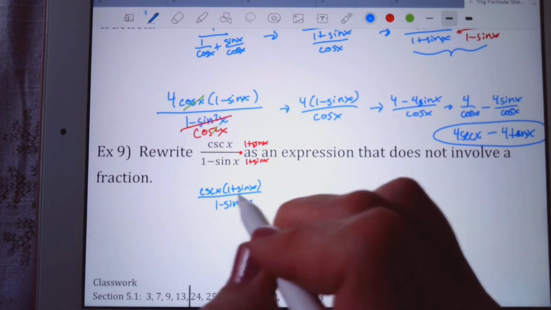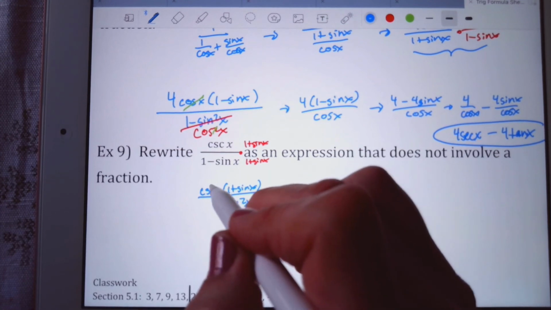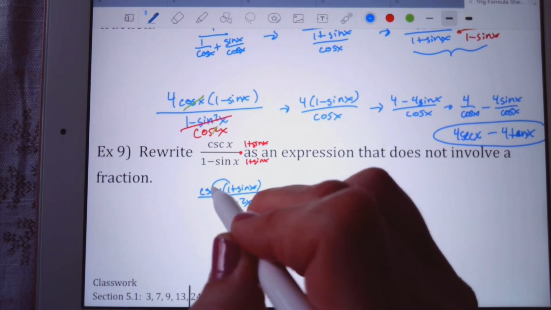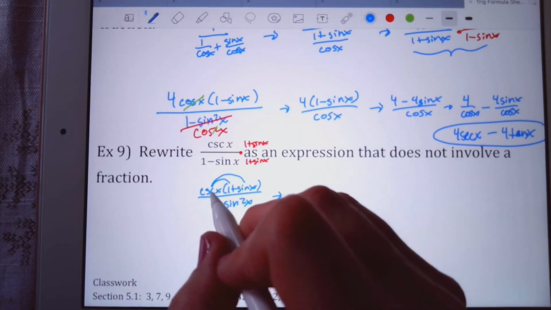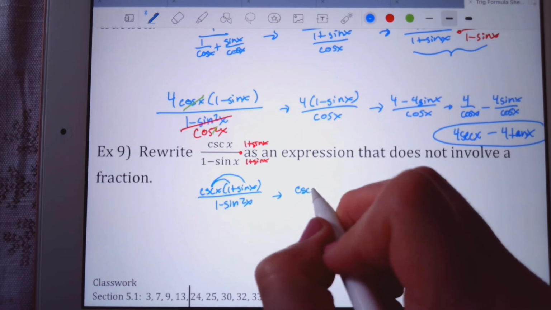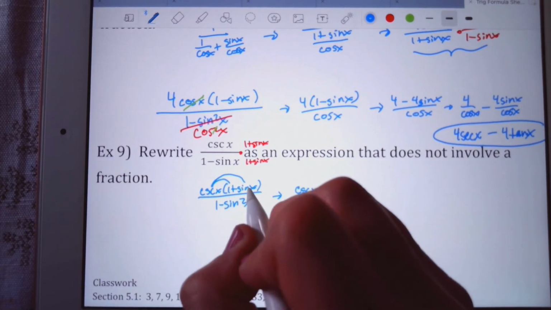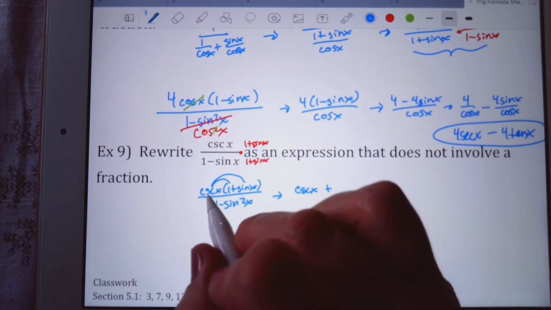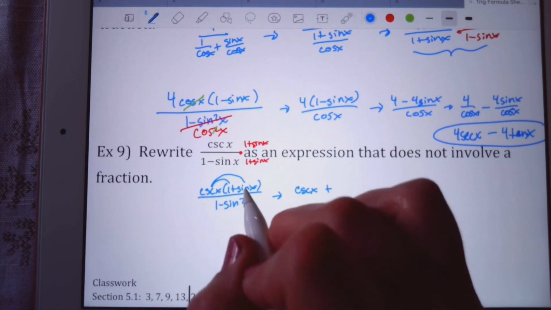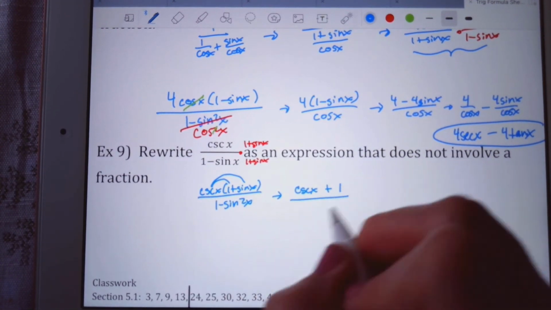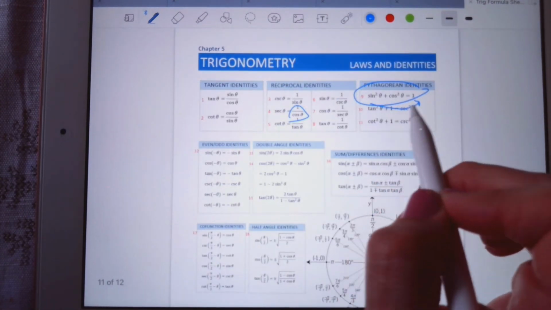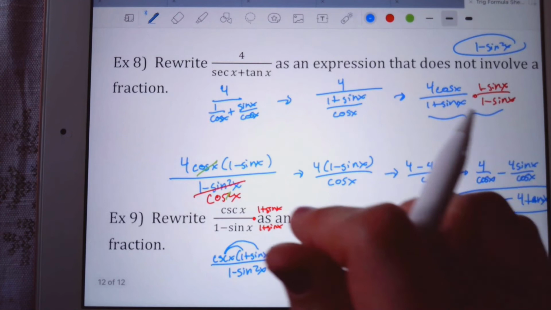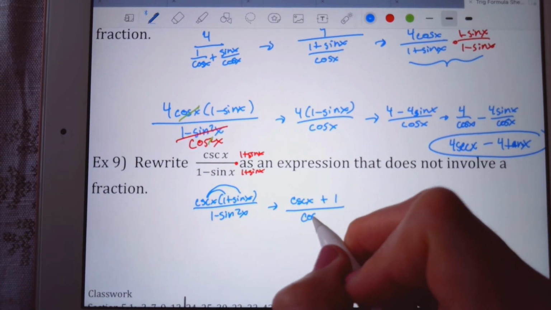But cosecant and sine are reciprocals of each other. So if I multiply this out, that's going to be cosecant, and that's going to turn into a 1. So I think I will do it. Cosecant times 1 is cosecant. And cosecant times sine, they're reciprocals, so cosecant is 1 over sine times sine makes 1. And at the bottom, 1 minus sine squared is cosine squared. So there's my cosine squared.